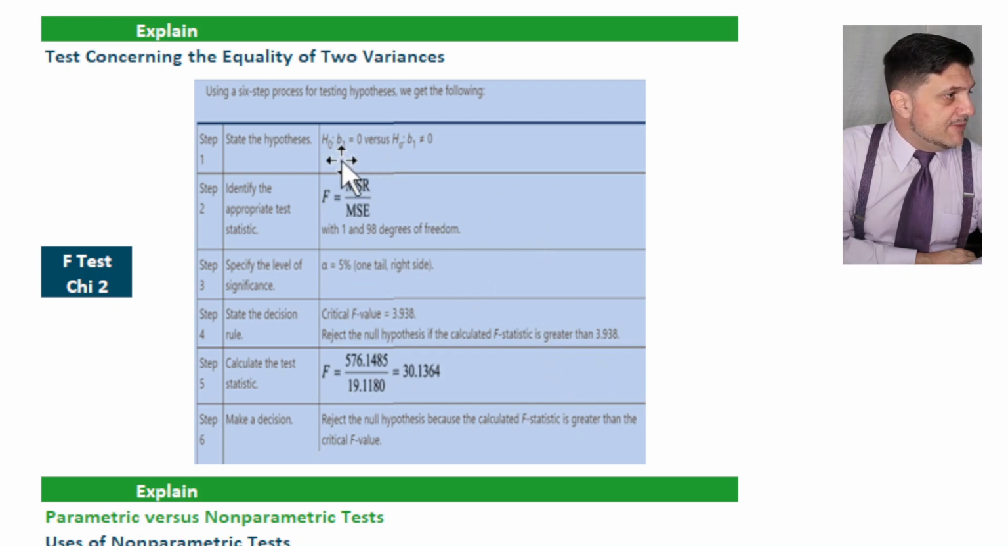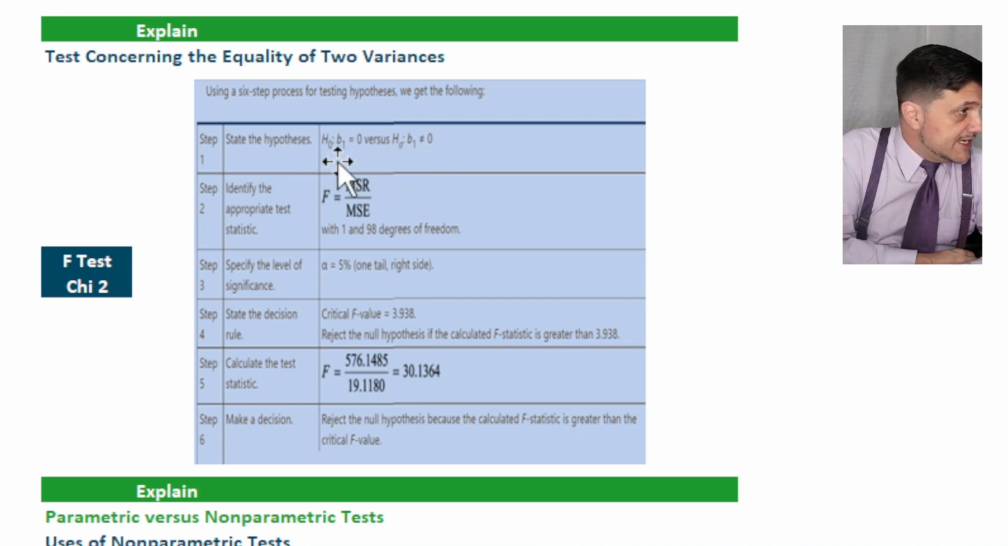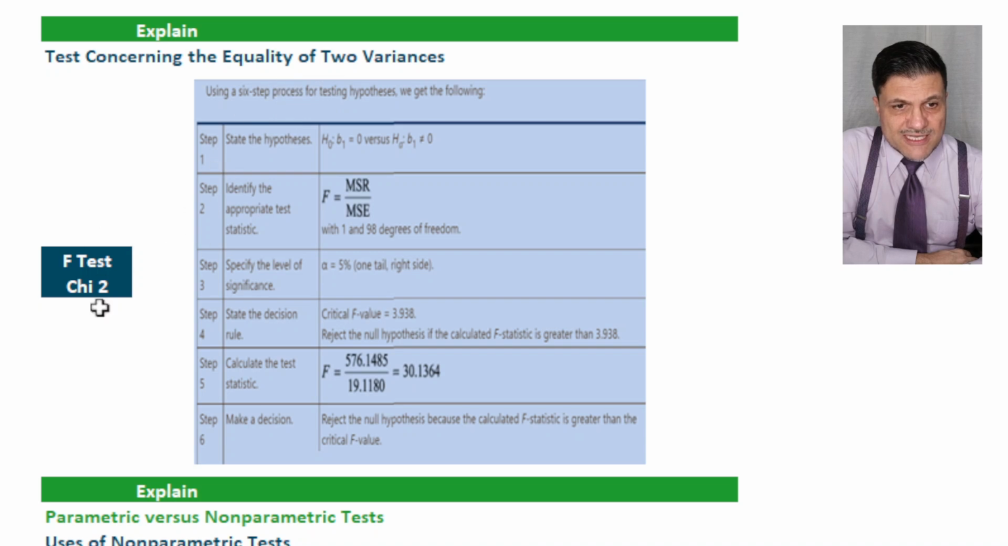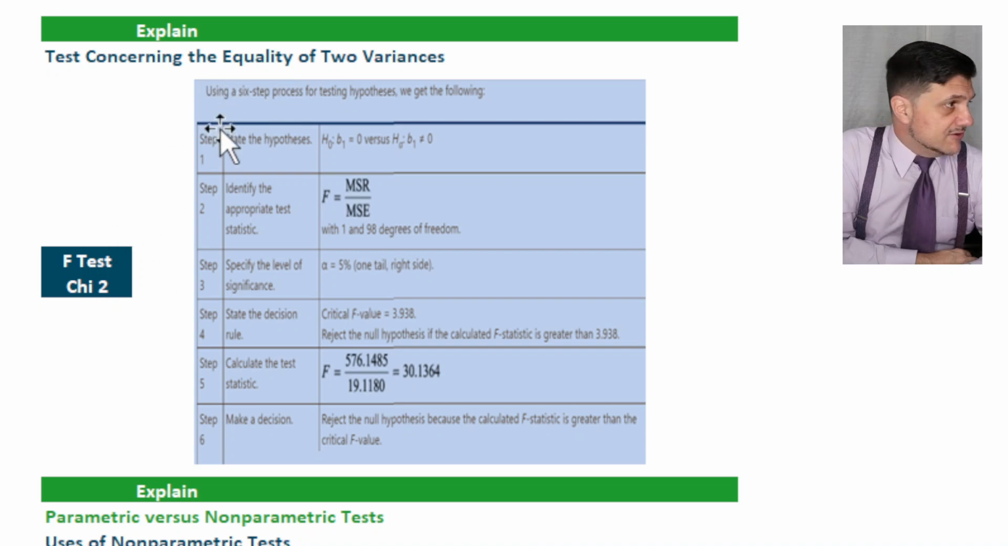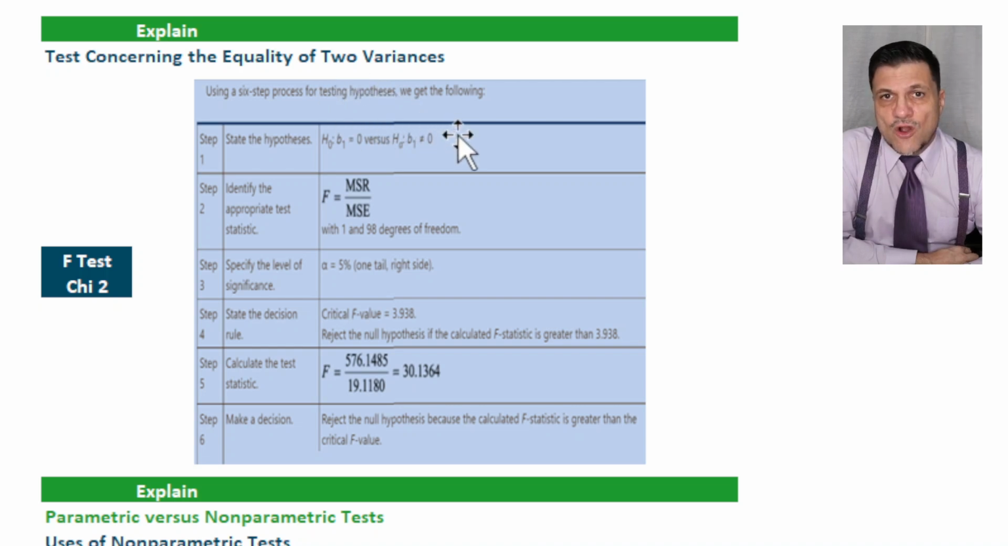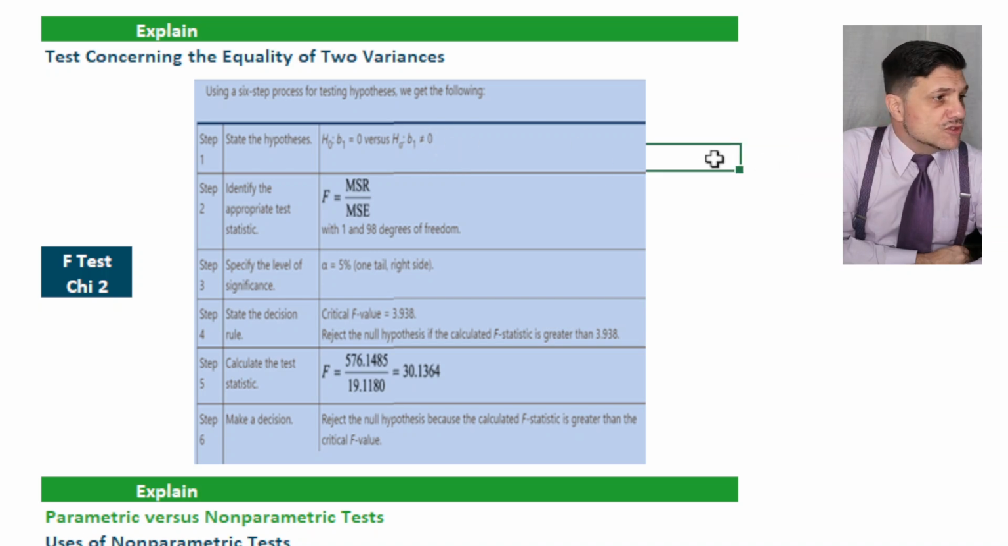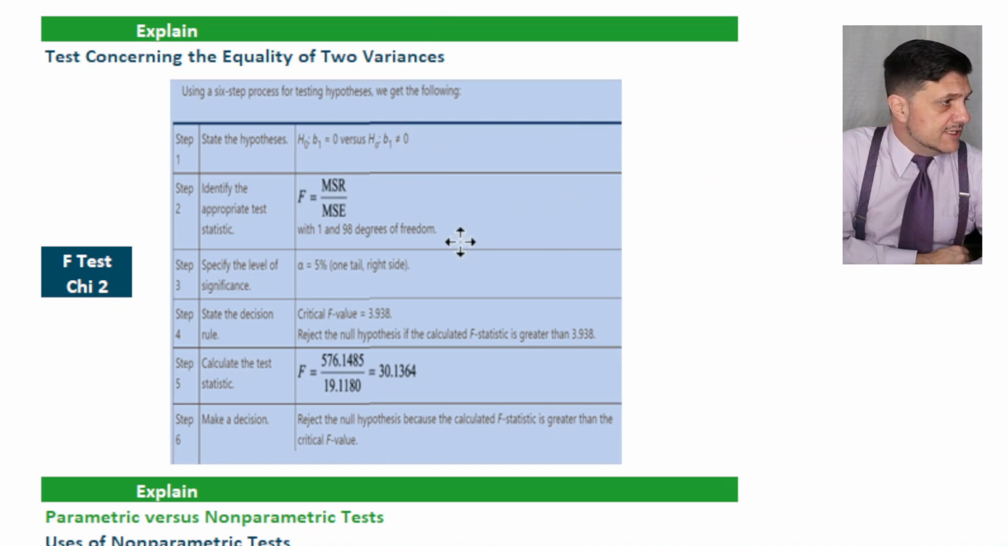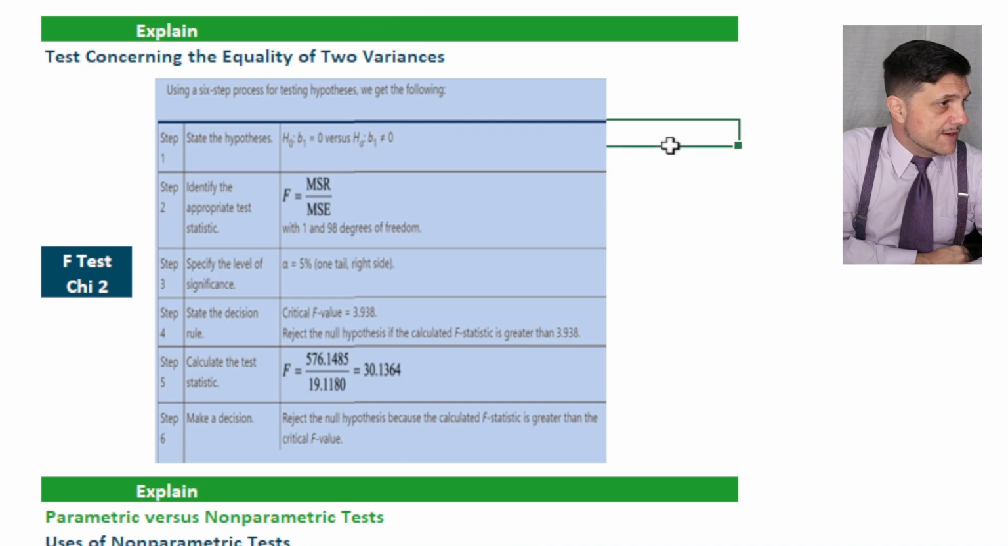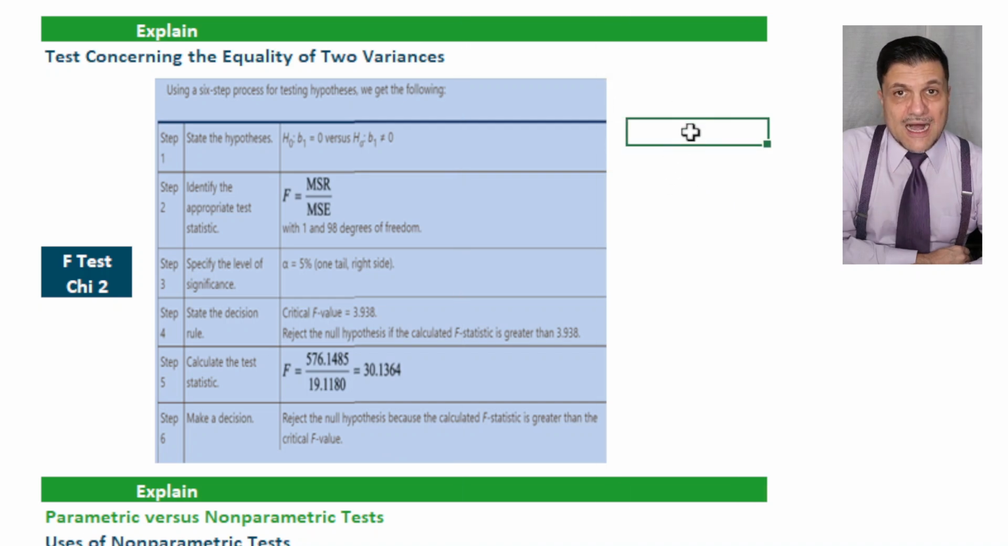So B1 equals 0, B1 different than 0. Okay, so the H0, B1, what is this B1? Is it variance, no? Because if I'm using the F-test, I'm using variance. Look at that, using a six-step process for testing a hypothesis on the significance of the variance of two variables. Most of the time, you're going to be doing this test here.